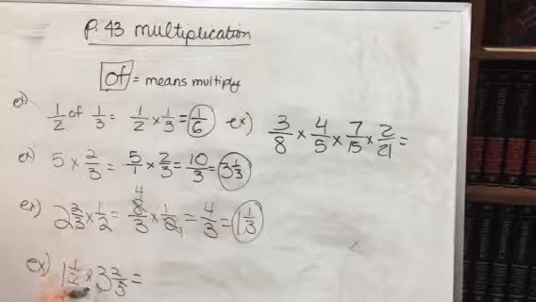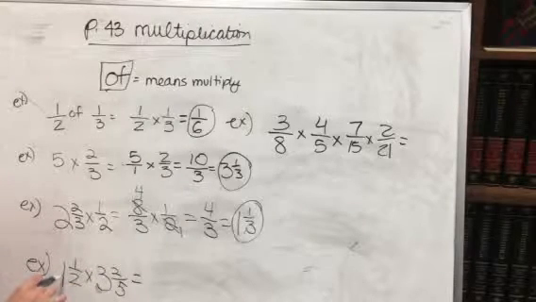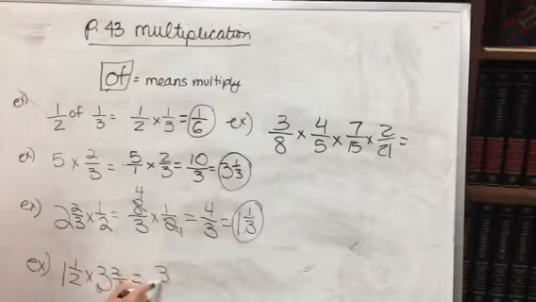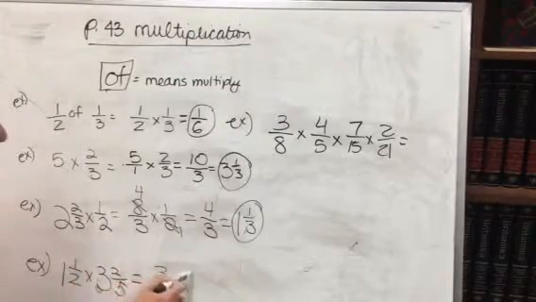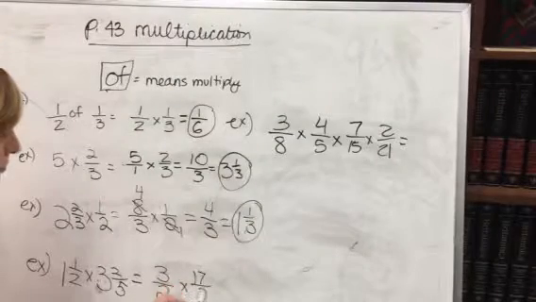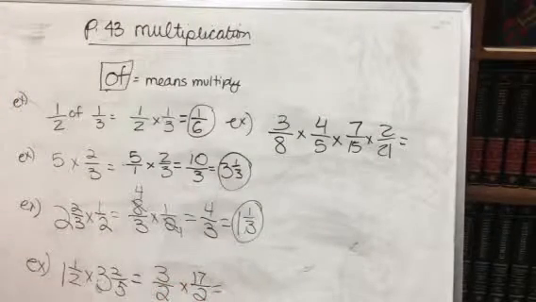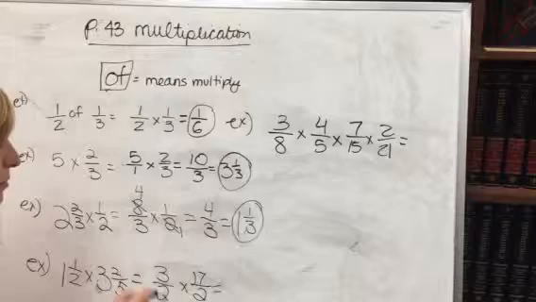Okay, how about this one? 1 1/2 times 3 2/5. 2 times 1 is 2, plus 1 is 3. You have to change that mixed number. Times 5 times 3 is 15, plus 2 is 17. So now there's nothing that I can cancel out.